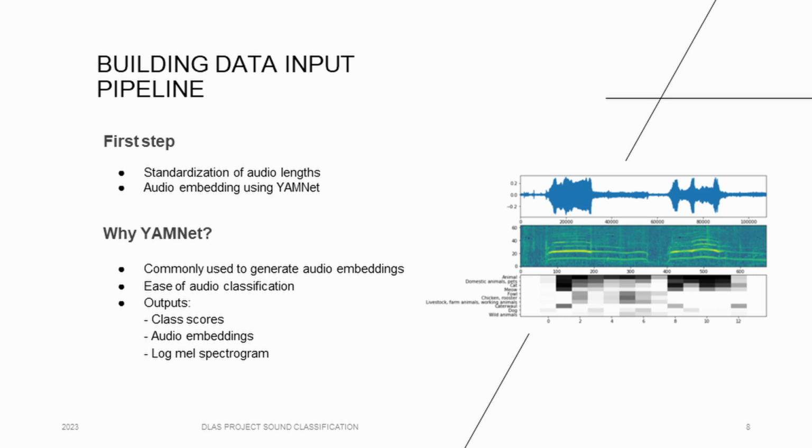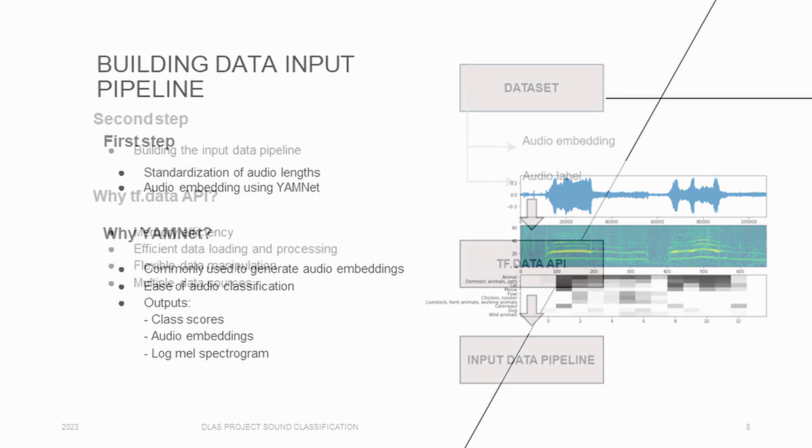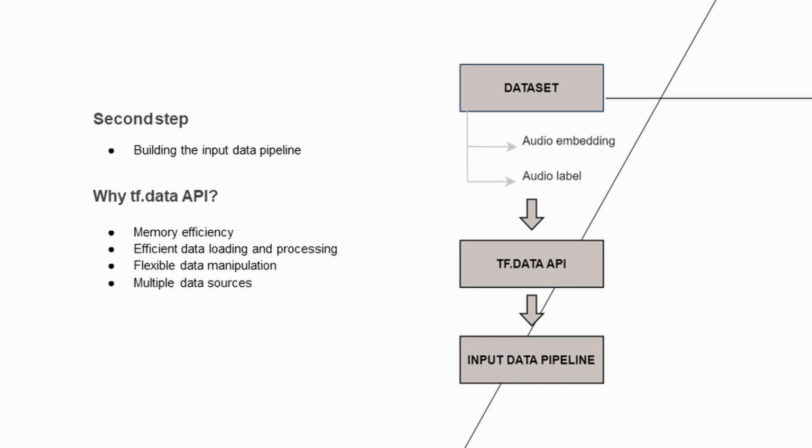Because YAMNet is a pre-trained model that is commonly used to generate audio embeddings, due to its ease of classification of a large number of audios without the need for manual intervention. The second step was to build the input data pipeline, and for this we have used the TF Data API.